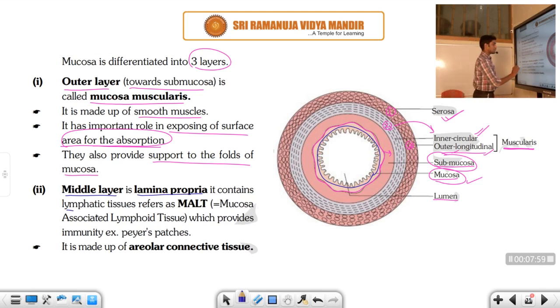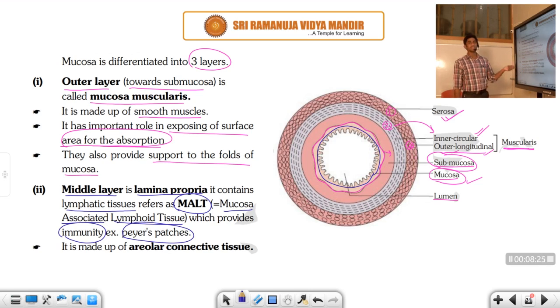It is composed of the lymphatic tissue referred to as MALT. What is the meaning of MALT? Mucosa associated lymphoid tissue. Okay, MALT. What can the MALT do? It provides immunity. The best example of this one is Peyer's patches. Peyer's patches is the best example for MALT. MALT means mucosa associated lymphatic tissue.